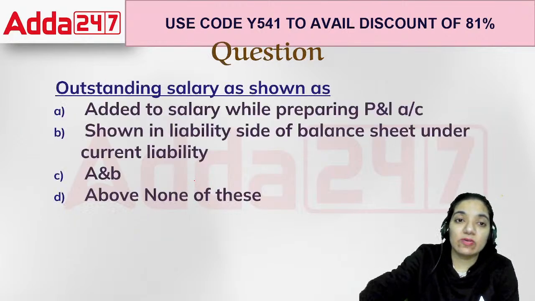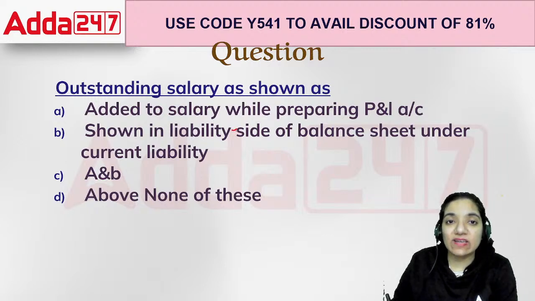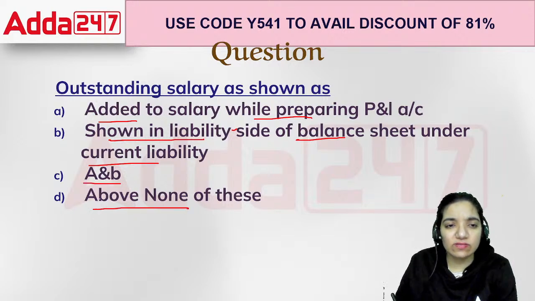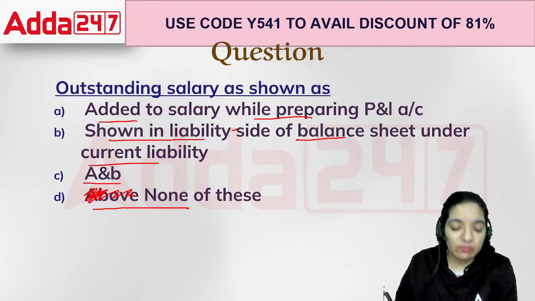Now comes the next point: the outstanding salary, as shown, is added to salary while preparing the P&L. Salary is shown in the liability side of the balance sheet under current liability. A and B, or above, none of these. I think this would make more sense.